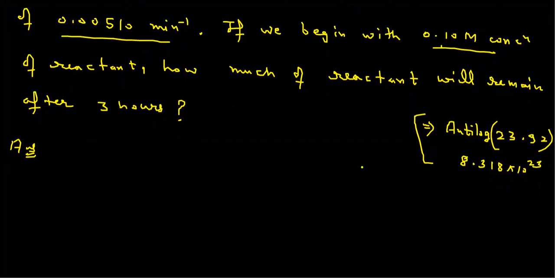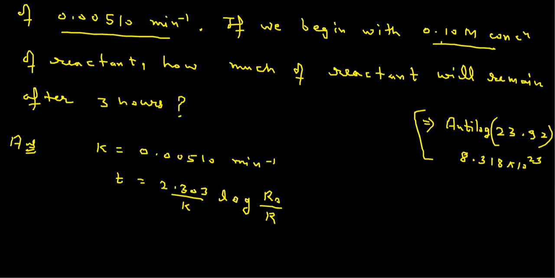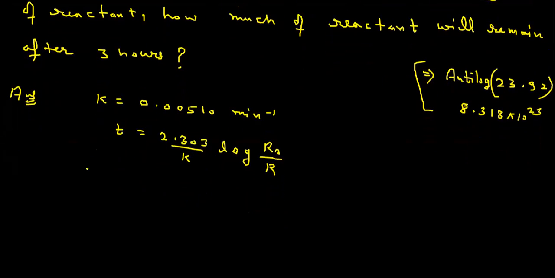So guys, here K is given to you. Firstly, you always have to write what is given. K is given as 0.0510 per minute. The time t is given: t equals 2.303 by K, the basic formula you know, log R naught by R. Here the time is given to us as 3 hours. If we convert it into seconds, it is 3 into 60 into 60.